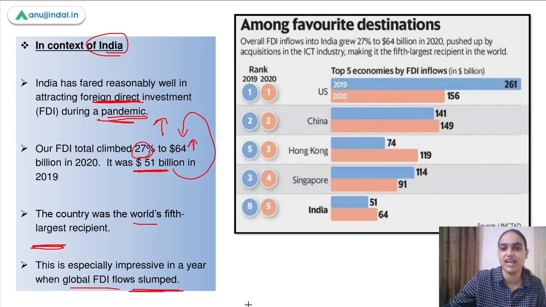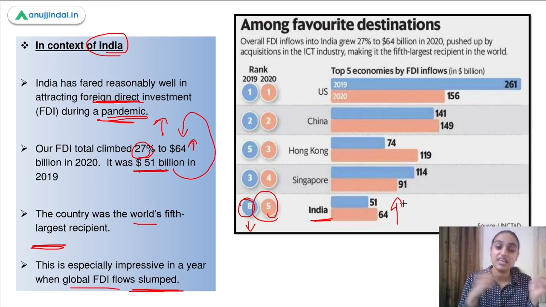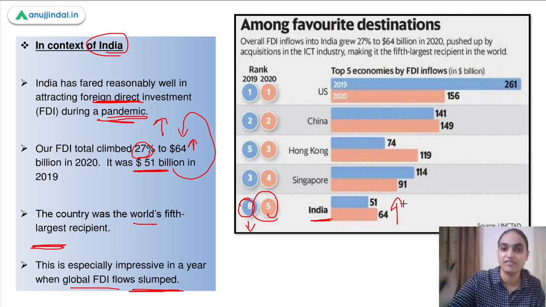You can see the ranking. Number 1 is US, 2 China, 3 Hong Kong, 4 Singapore and 5th is India. Last year India's ranking was 8th in terms of attracting FDI. Now it is 5th. So this is because of the rise which has happened even in the pandemic situation. When global FDI has fallen, even then India's FDI has increased.